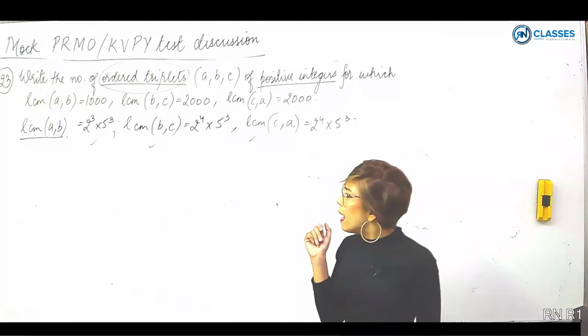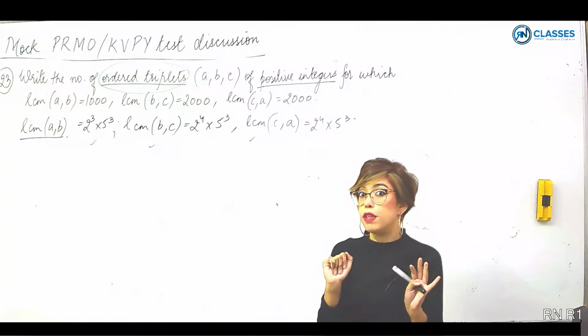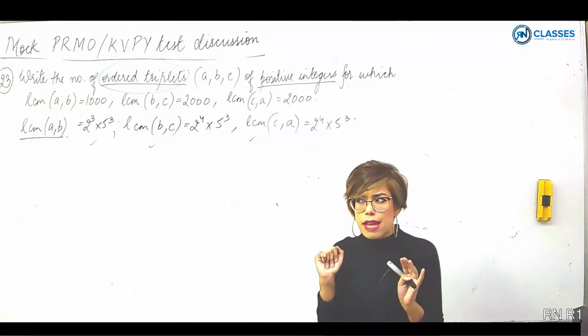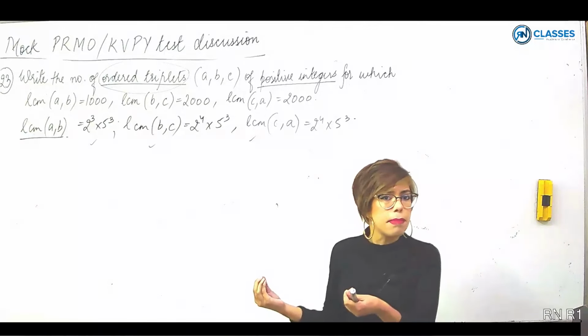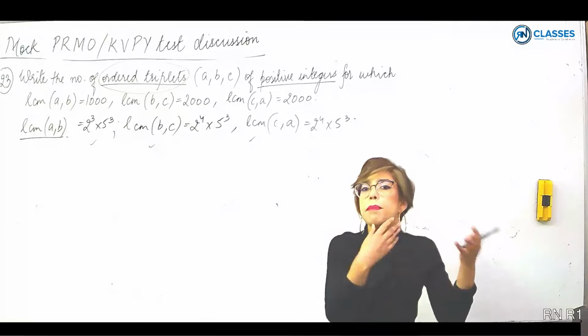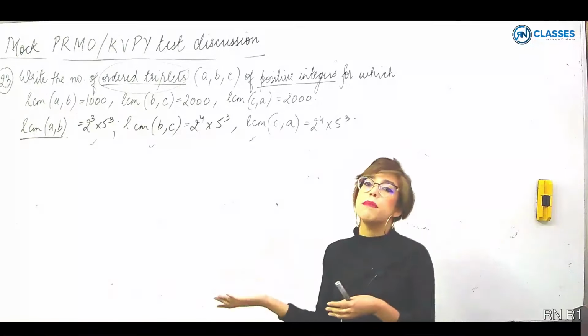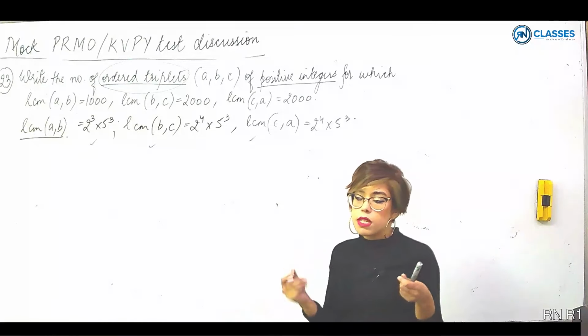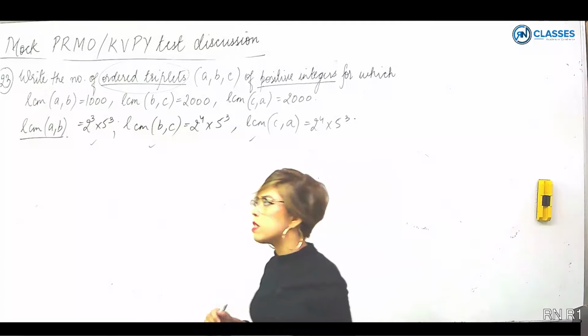So, maybe I can find out in how many different ways I can have powers of 2 involved first. Because I know A would have some power of 2 and some power of 5. Similarly, B would have some power of 2 and some power of 5, and C would have some power of 2 and some power of 5. So let me see in how many different ways I can have powers of 2. Let's study that.